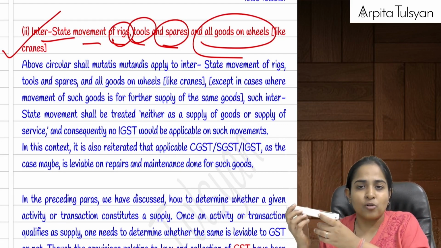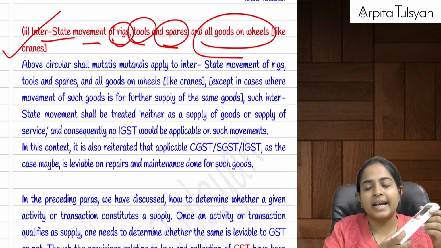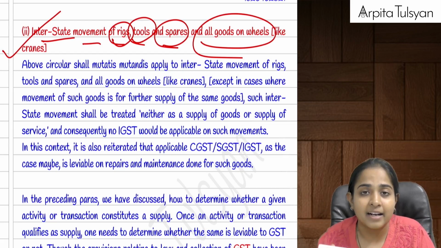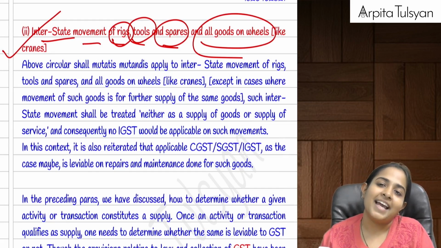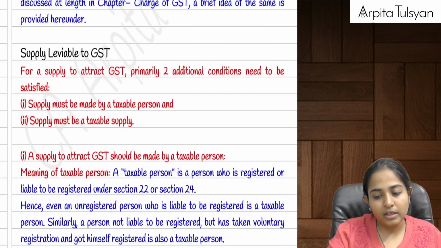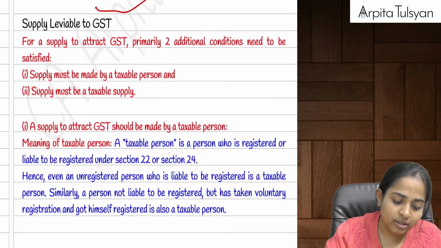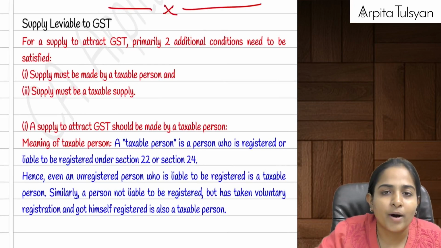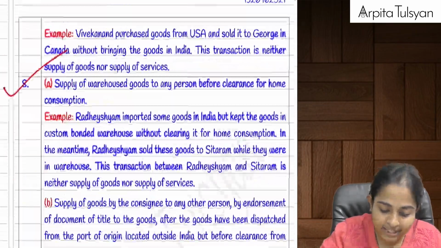If there is no breakdown of the bus, the spares come back again to our state. Means there is only a physical transfer of spares, right? There is no sale that is happening. So there will be no GST applicable. Are you clear with this? Yes. Okay, so this was all about your schedule number 1, 2 and 3 and your section number 7.